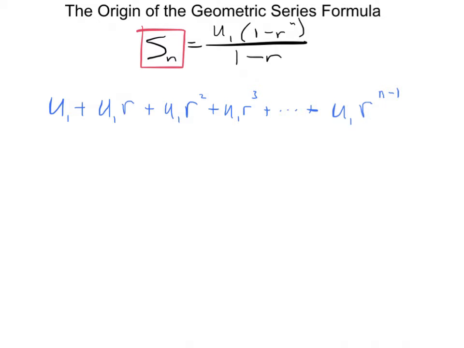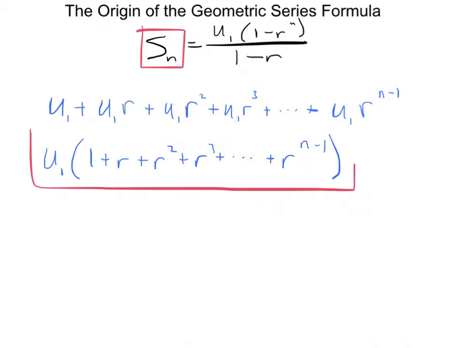Right? So now I'm going to factor this by factoring out the u1. So it's going to be u1 times (1 plus r plus r squared plus r cubed all the way up to r to the n minus 1). Okay? So that is effectively what the left side is. And I'm telling you that for some reason that should be equal to the thing on the right.